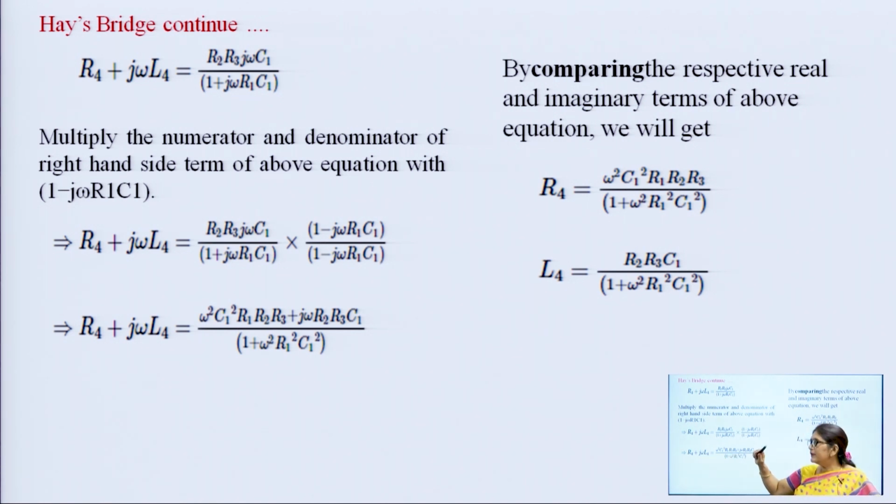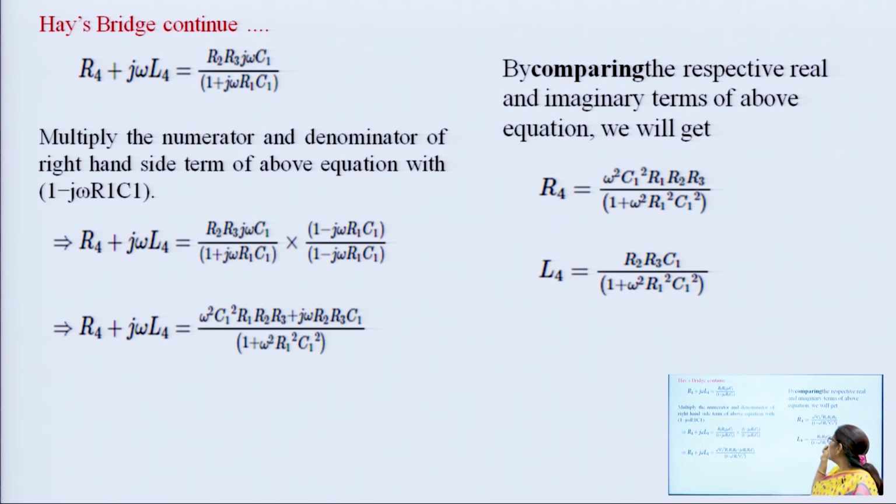By segregating the real terms, we get R4 is equal to omega square C1 square R1 R2 R3 by (1 plus omega square R1 square C1 square). And by comparing the imaginary terms, we get omega L4 is equal to omega R2 R3 C1 by (1 plus omega square R1 square C1 square).